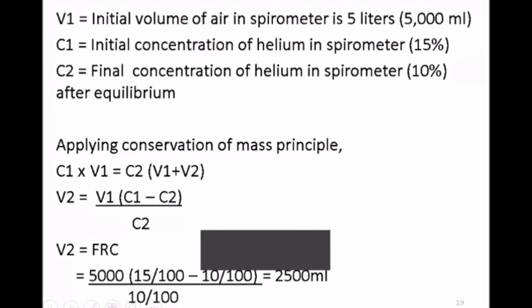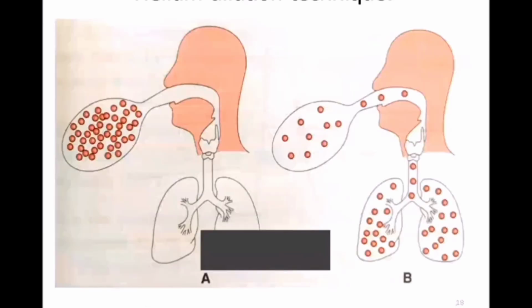Based on the values in this particular experiment, this is an assumption, a rough calculation. We have 15% here, 10% here, and a volume of 5000 ml here. We have to calculate the volume of the second, V2, that is FRC. We said that everything is equally attained.